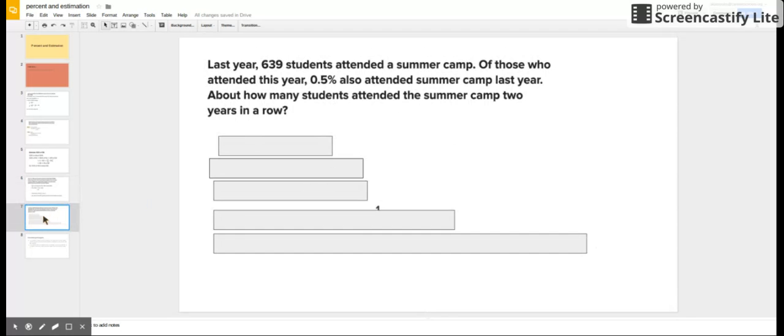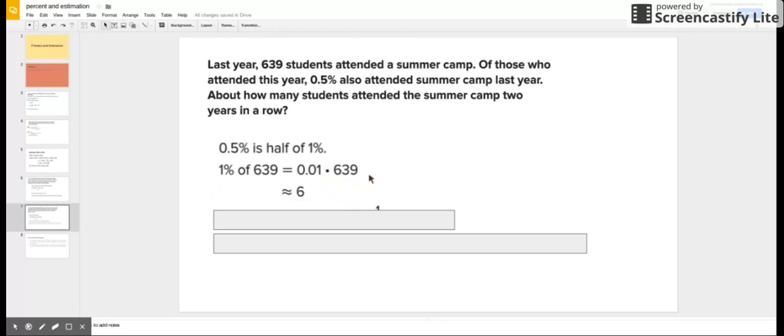Here's our next example. Last year, 639 students attended a summer camp. Of those who attended this year, 0.5% also attended summer camp last year. About how many students attended the summer camp 2 years in a row? So I'm going to start off with this 0.5%, which is technically half of 1%. Then I'm going to look at 1% of 639. I'm going to just move the decimal place over 2 spaces to the left.